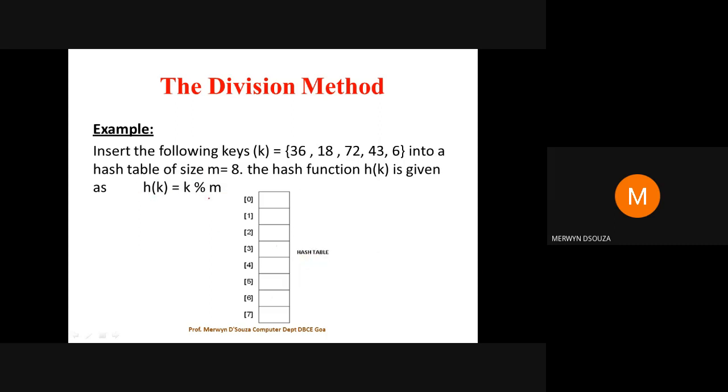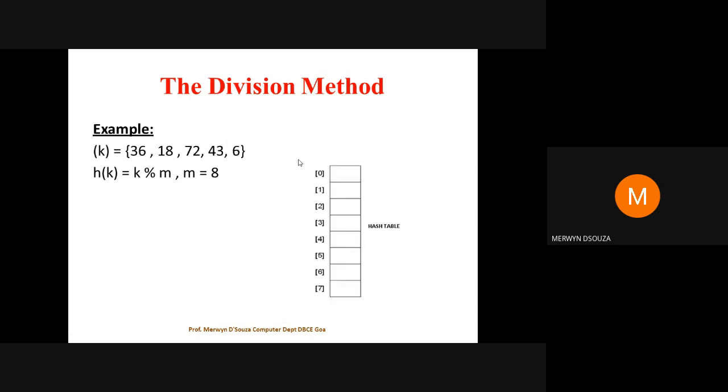So let's see how to apply this function to the data. Take one data value at a time. Start from 36, which is your first value. You need to compute the remainder using this hash function that is given to you. The m value also has been given to you.